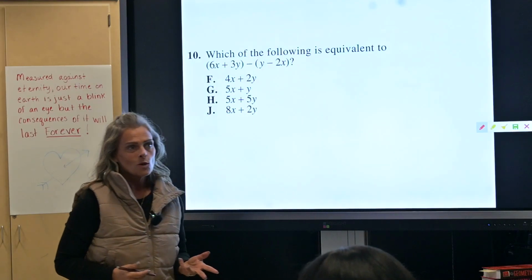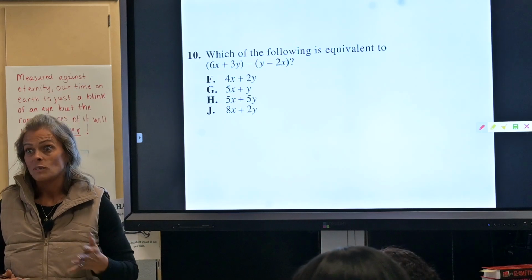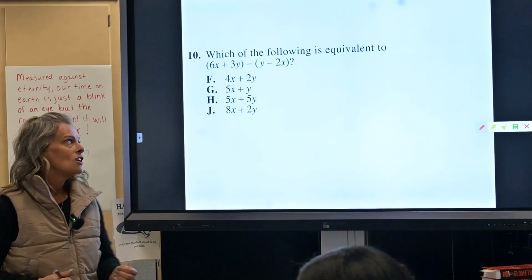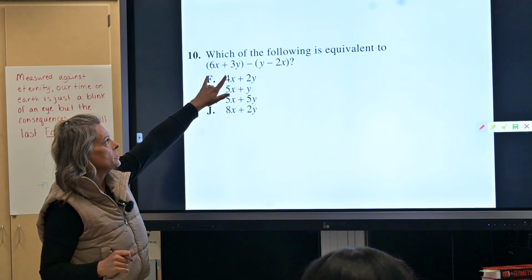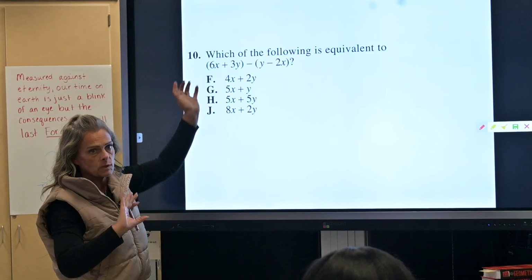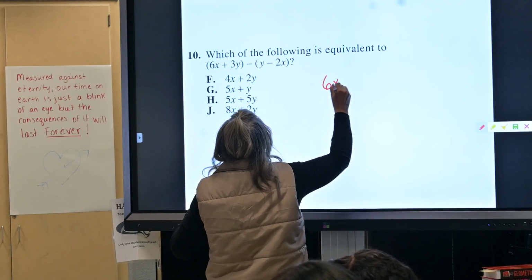So this is actually one I feel like everybody should be able to get right, but I also see why lots of people end up missing it. So here's how I would do this, okay? I would write my first information that's in that first set of brackets without the brackets, okay? So write it down again. So 6x plus 3y.